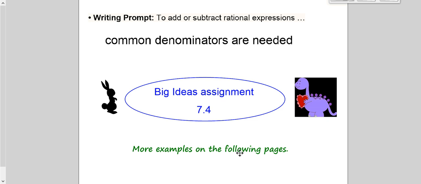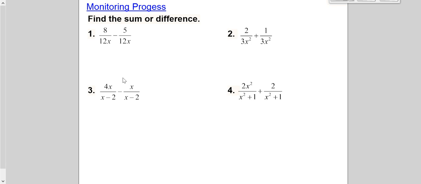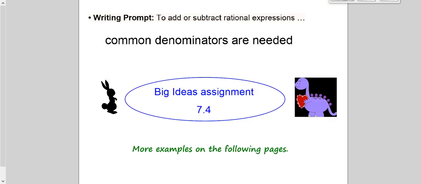All right, and there's more examples on the following pages. I will make a second video separate from this one if you want to go and watch those additional examples. Remember, when you are adding things that already have a common denominator, you just have to do the math with the numerators, but make sure your answer is in simplest form.